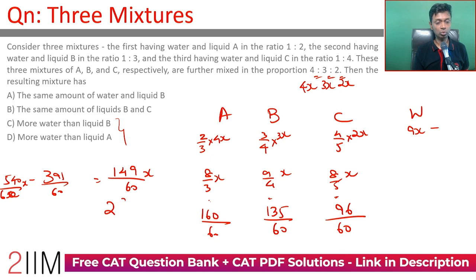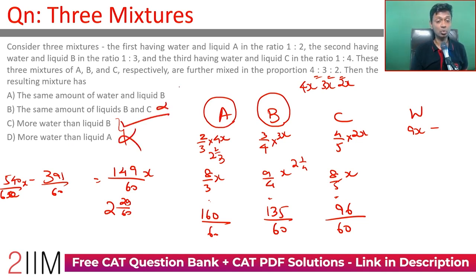This is 229 by 60. This is 2, 1 by 4. This is 2, 2 by 3. So the amount of water is more than liquid B but less than liquid A. More water than liquid B, that is true. More water than liquid A, that is not true. These two are not true.